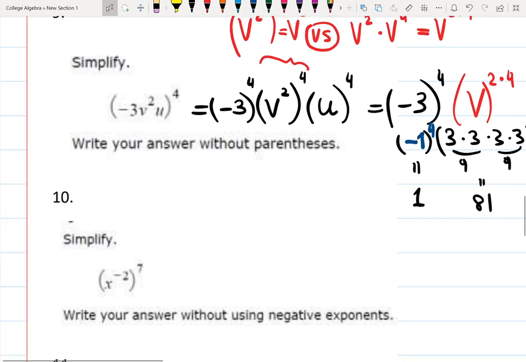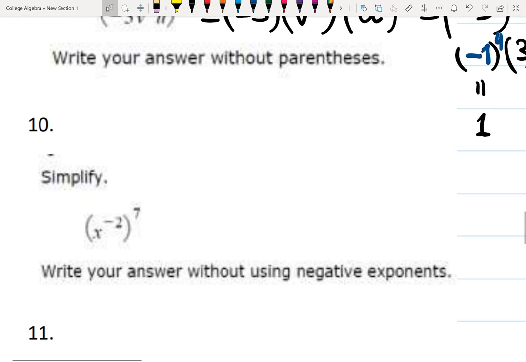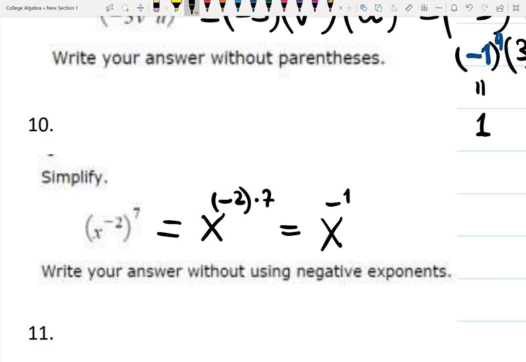Next example. In this example, I recommend you to pause and do it by yourself and then compare with my solution. So x raised to the negative 2 and then raised to the positive 7. That means I will multiply negative 2 by 7. And the answer will be x to the negative 14, which is already a good answer.